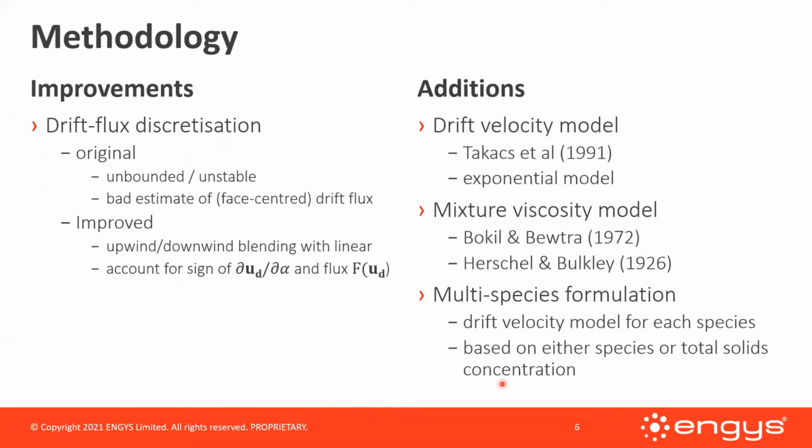Here, I'm going to briefly introduce the modifications done in the existing drift flux form solver. First, the base solver is unstable due to the way the drift flux is discretized. The employed discretization also inherently leads to a bad estimate of the flux of the face-centered drift flux. Thus, a dedicated new discretization scheme based on a local donor-acceptor consideration has been developed that takes into account the sign of the change in drift velocity with respect to alpha, as well as the drift flux direction.